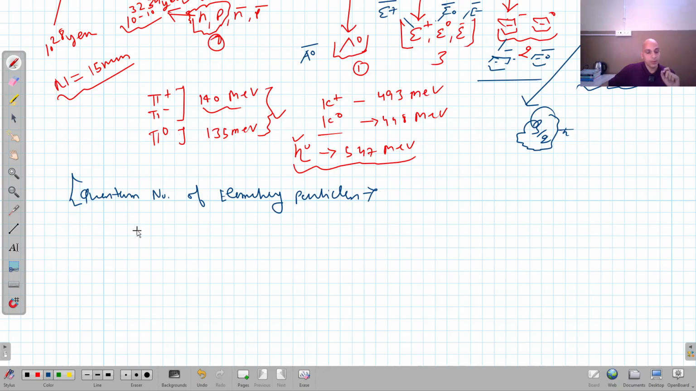Now the first quantum number that comes is the baryon number, and it is represented as B.